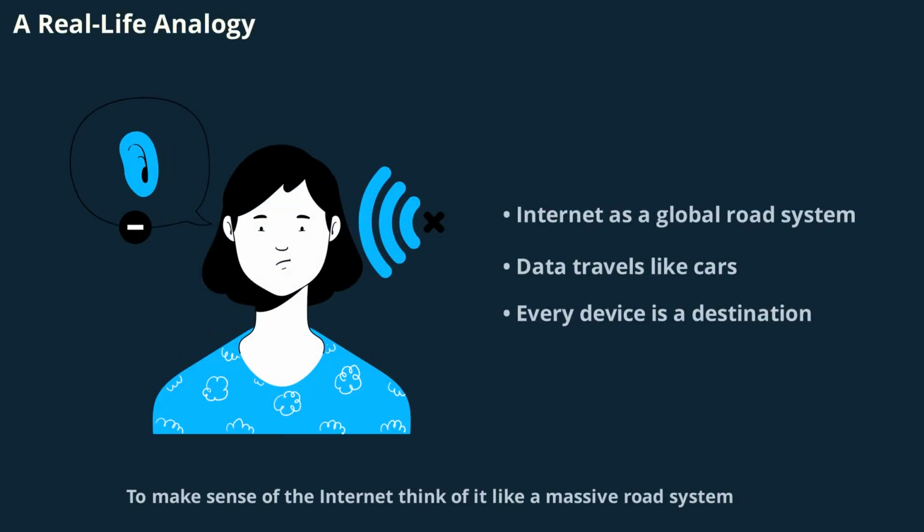To make sense of the internet, think of it like a massive road system. Highways, streets, and alleys connect every place on Earth. The internet works the same way, but instead of cars, it's information, your messages, videos, and emails traveling along these routes. When you send a message or watch a video, your data moves through this digital road network, hopping from one device to another until it reaches its destination. This analogy helps us understand how everything is connected and why the internet can reach almost anywhere on the planet.